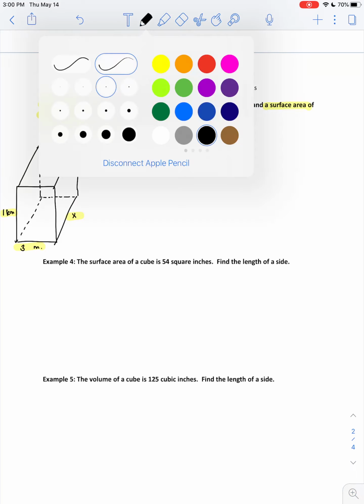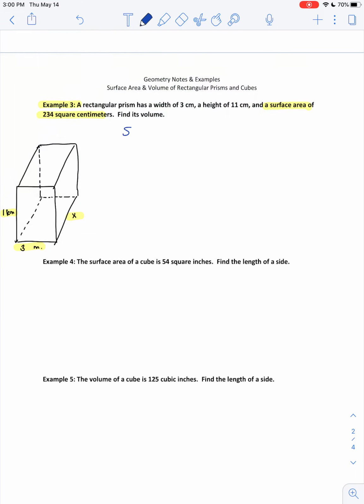So I'm going to start by jotting that down. Surface area is 234. We know the width is 3. We know the height is 11. We don't know the length. So the length is x. What we're looking for in the end is the volume. But in order to find the volume, remember we would need to know length, width, and height. We only have the width and the height, so we need to find the length first. We need to find this missing value.